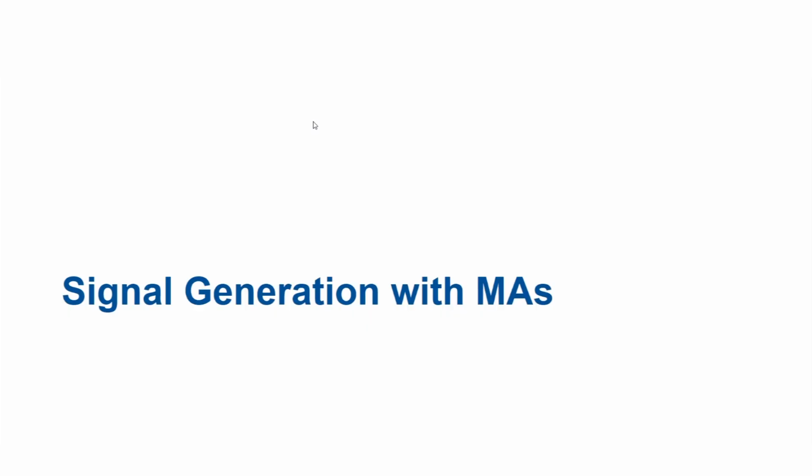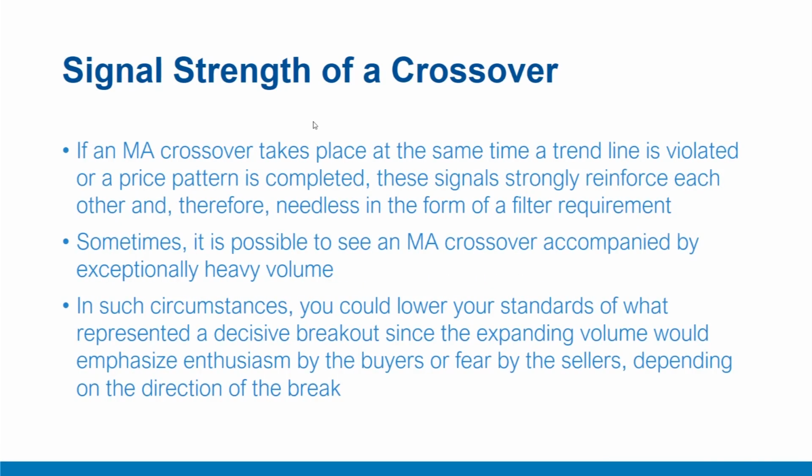Signal generation with moving averages. In this video, we'll examine the application of moving averages in identifying price trend reversals and signal generation. If a moving average crossover takes place at the same time a trend line is violated or a price pattern is completed, then these signals strongly reinforce each other and therefore need less in the form of a filter requirement. Sometimes it's possible to see a moving average crossover accompanied with exceptionally heavy volume, and in such circumstances you could lower your standards of what represented a decisive breakout, since the expanding volume would emphasize enthusiasm by the buyers or fear by the sellers depending on the direction of the break.